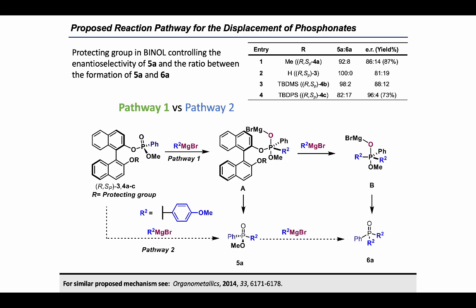Hence, we hypothesize that pathway 1 would be the most possible pathway to form 5A and 6A through the formation of a pentacoordinated species A after the first Grignard addition step. Intermediate A can be easily hydrolyzed to generate 5A or undergo a second Grignard attack to form an intermediate B, which upon hydrolysis forms the achiral phosphine oxide byproduct 6A. Thus, we believe that the protective groups in the bienol leaving group play an important role in the formation of both 5A and 6A by modulating the steric and electronic properties of the pentacoordinated species A.